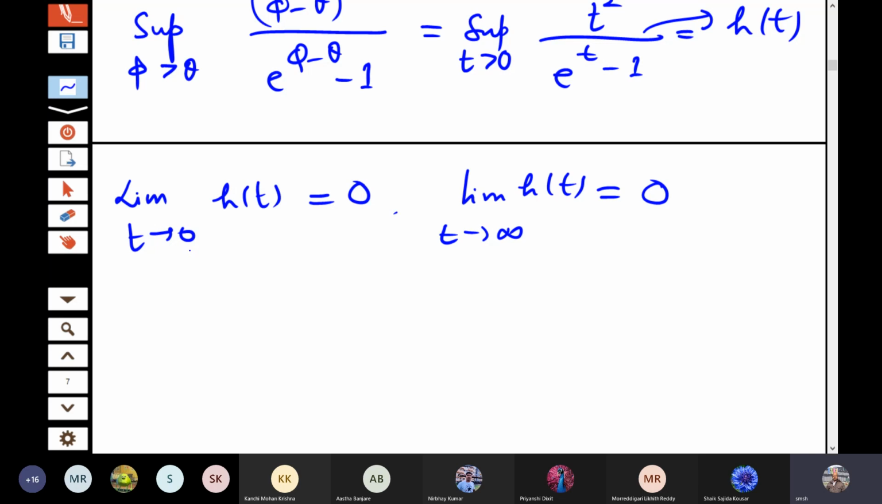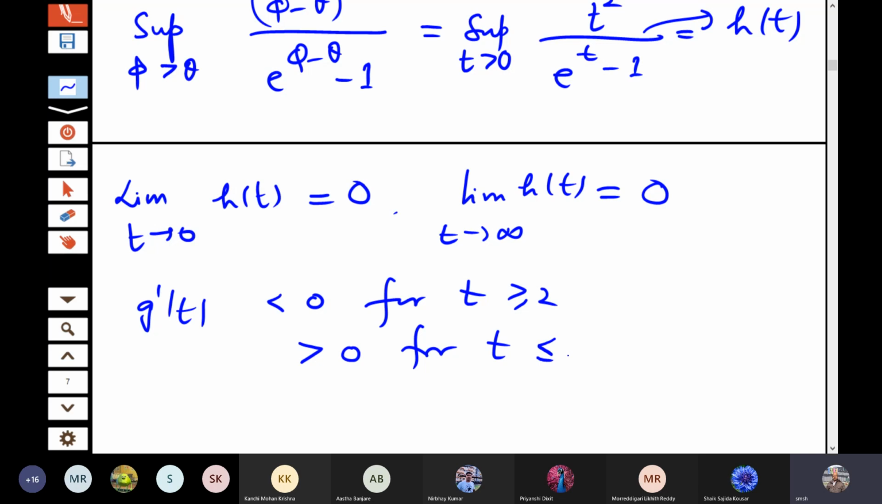So if I consider g prime t, you have to simplify this a little bit. You can check that g prime t is basically less than 0 for t greater than or equal to 2, and it is greater than 0 for t less than or equal to 1. In between, I don't know.